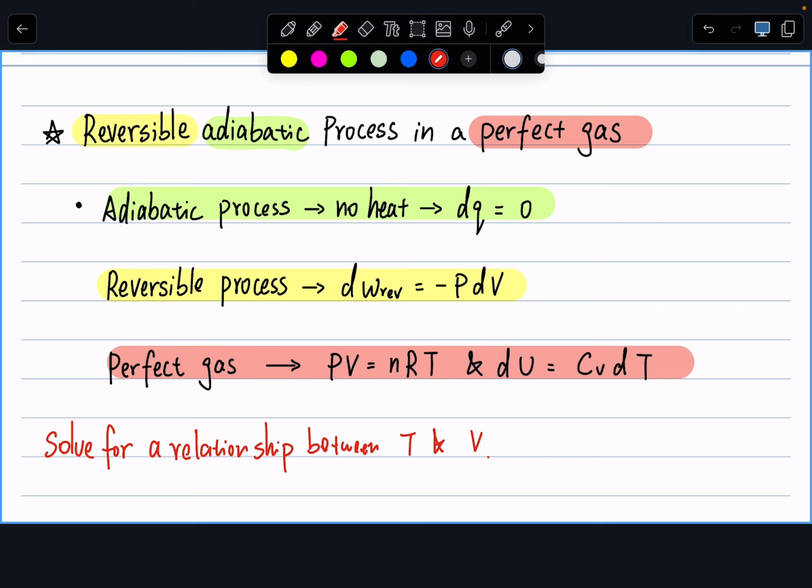So thinking about what does it mean, right? Assuming we have a positive CV, what it tells us is if my final temperature is higher than my initial temperature, my final volume will be smaller than my initial volume, and vice versa. For an adiabatic, reversible PV work involving ideal gases.